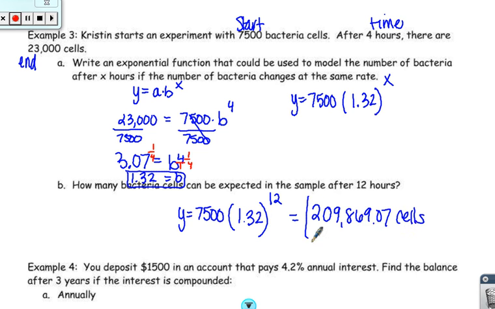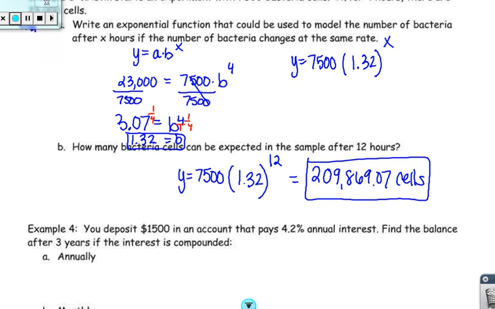So after 12 hours, look how quickly that bacteria has grown. Now I know it's microscopic, but think of a disease running that quick.